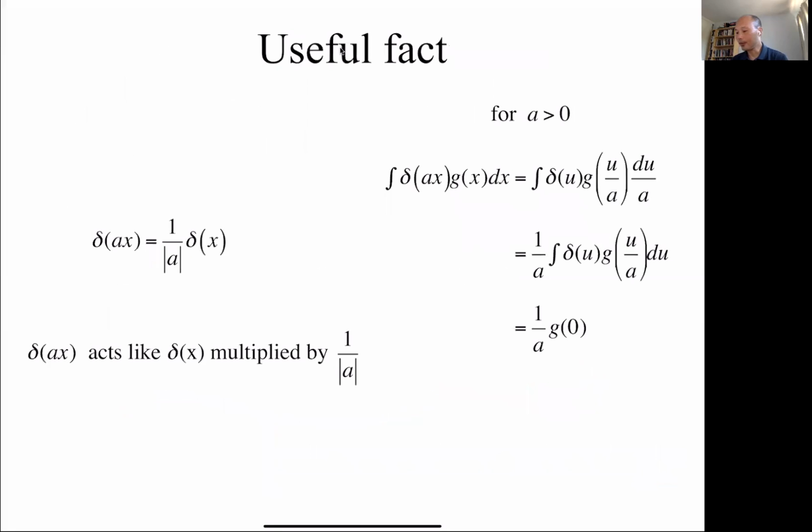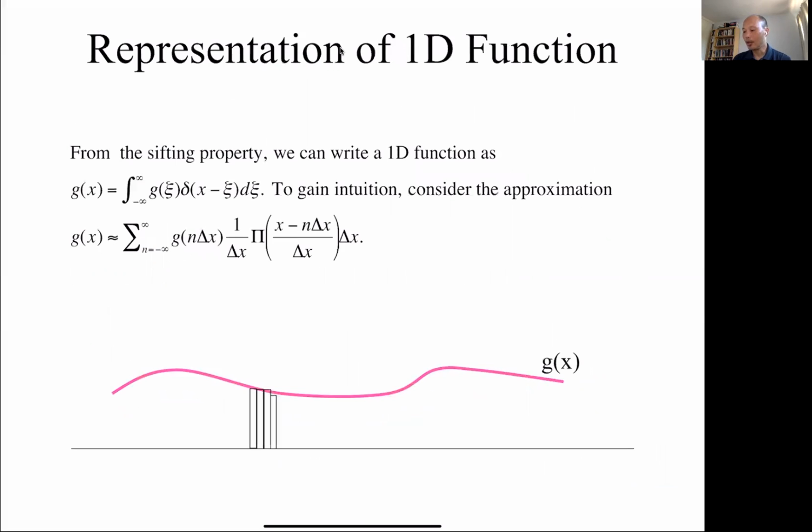Some useful facts: the Dirac delta function has weird properties. For example, delta of a of x equals 1 over a delta of x. Just a useful fact. If we need to use that, we'll remind you a bit later. Dirac delta functions can have some interesting behaviors. But what I want to really focus on is how do we represent a 1D signal, and in this case, a continuous function.